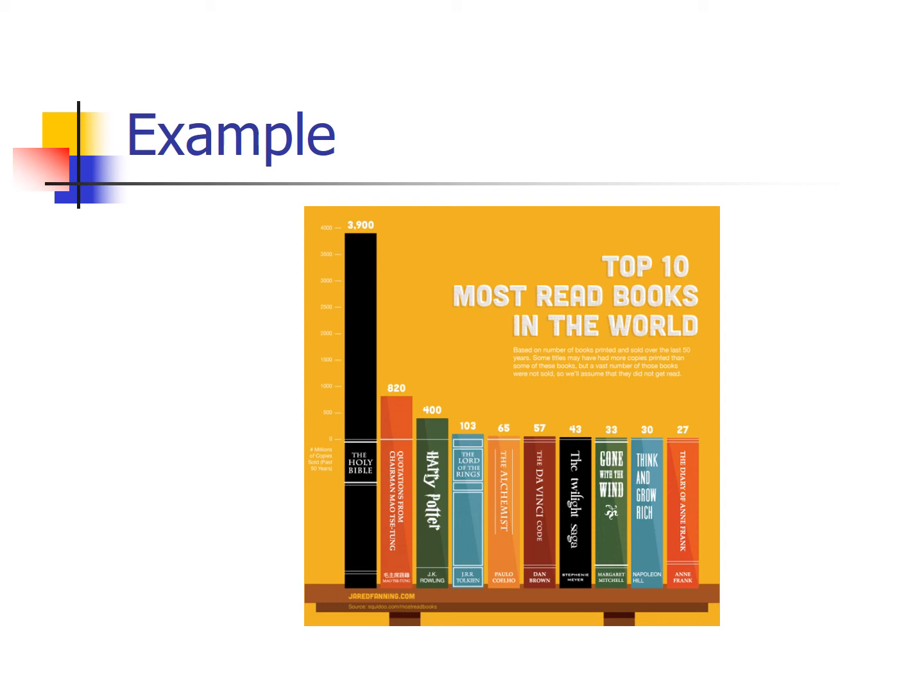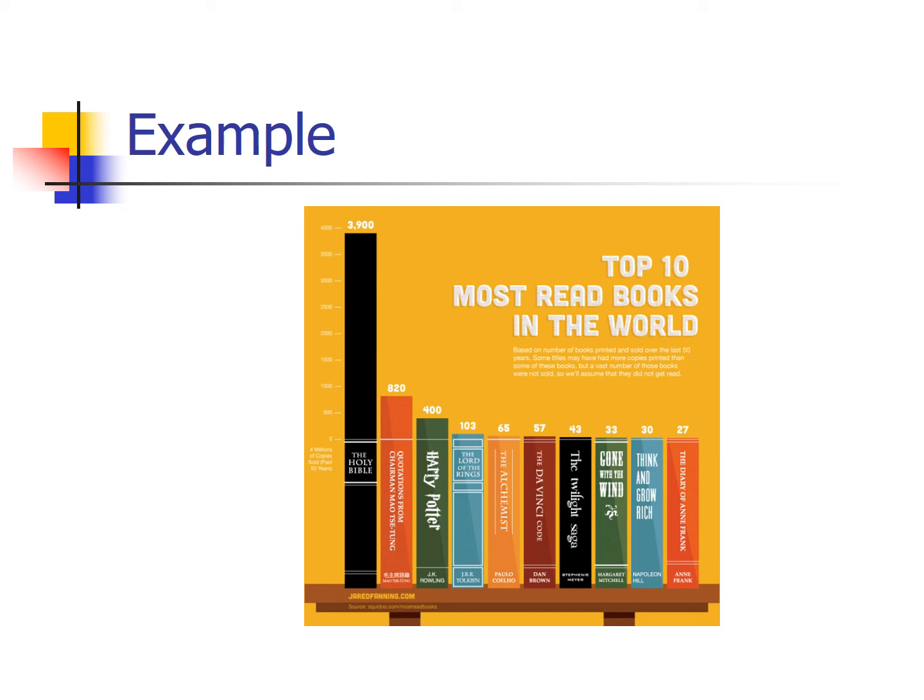Right, so let's compare, for instance, the Da Vinci Code to the Diary of Anne Frank. The Da Vinci Code is 57 million. The Diary of Anne Frank is 27 million. Right? 27 million, it's really very close to half of 57 million, right?